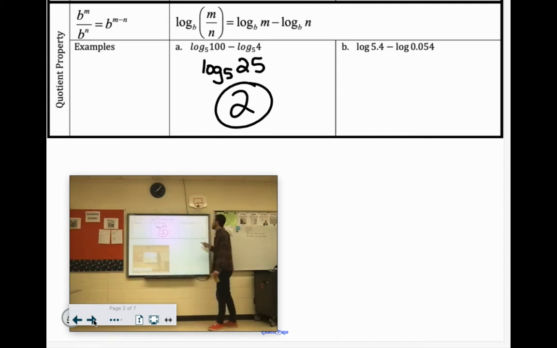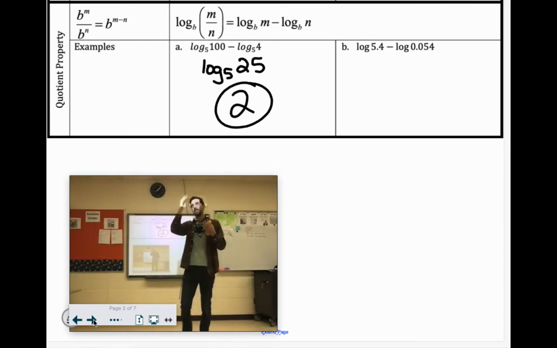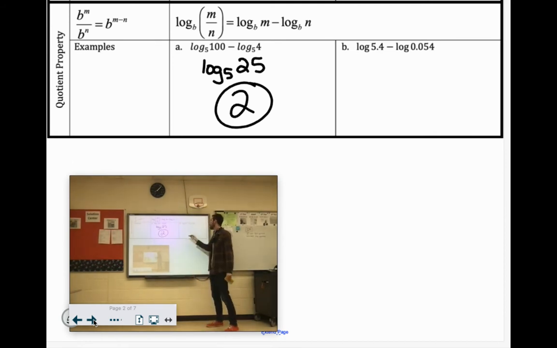Okay? So again, here we're going to divide them. They both have the same base, but it's not written. And what is the invisible base then if it's not written? Oh my goodness, of course it's 10. So we're going to be doing 5.4 divided by 0.054. 0.54, and we get 100.